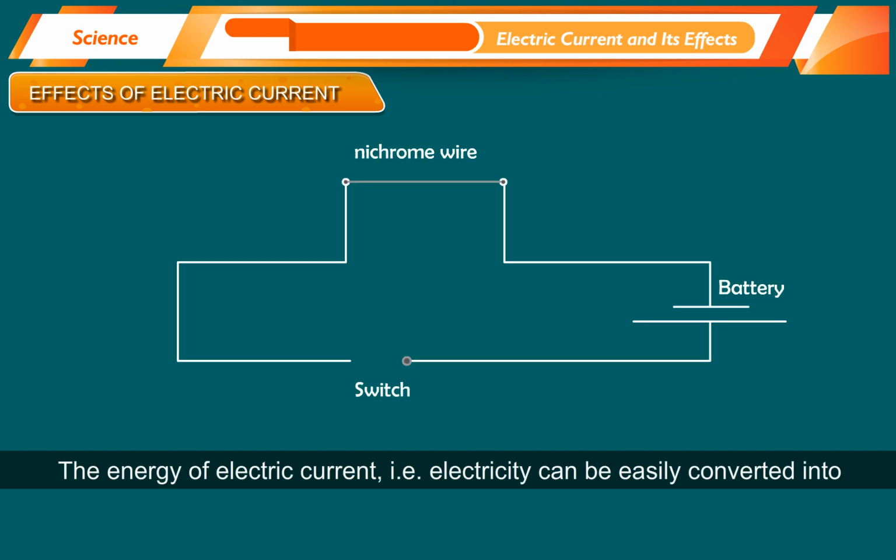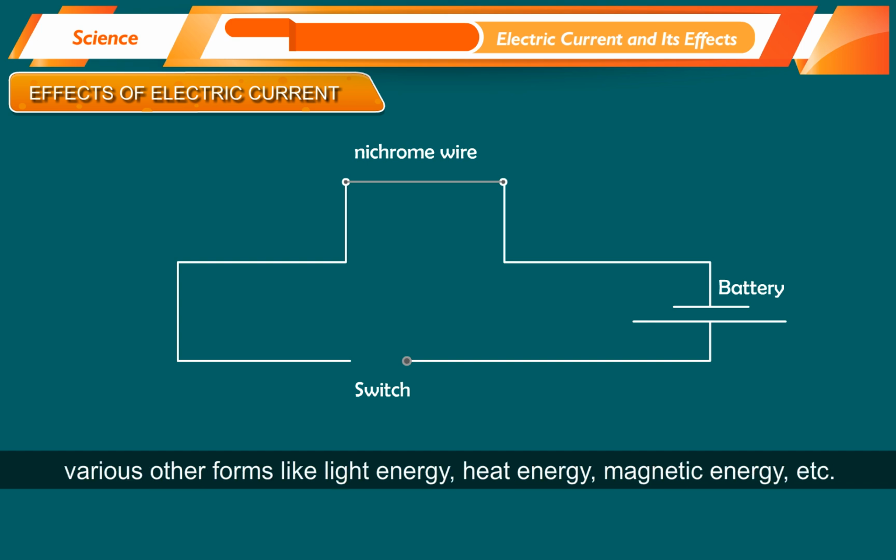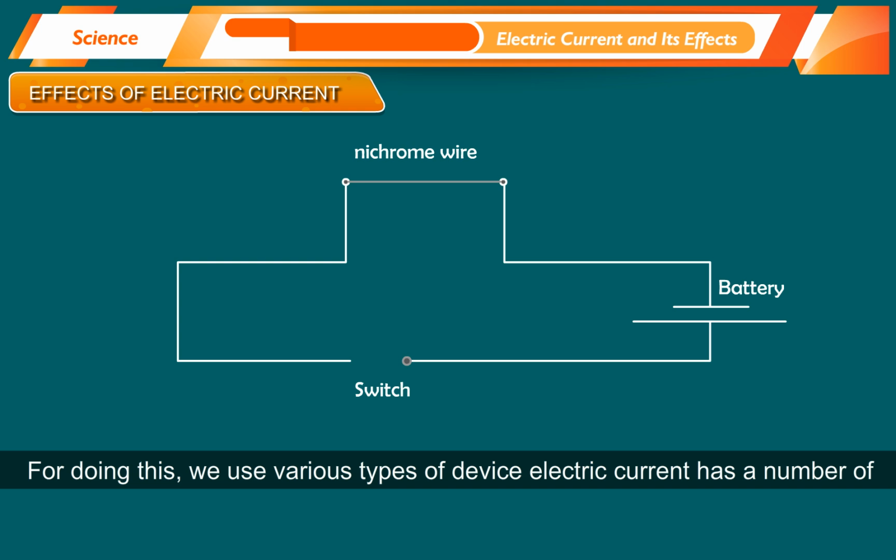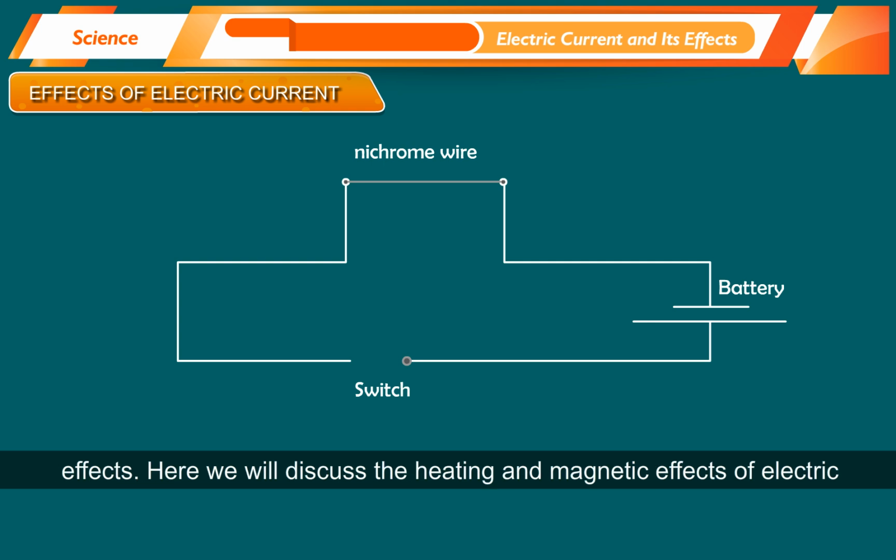Effects of electric current. The energy of electric current, that is electricity, can be easily converted into various other forms like light energy, heat energy, magnetic energy, etc. For doing this, we use various types of devices. Electric current has a number of effects. Here we will discuss the heating and magnetic effects of electric current.